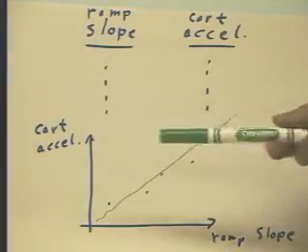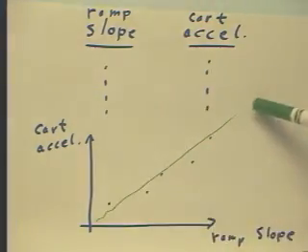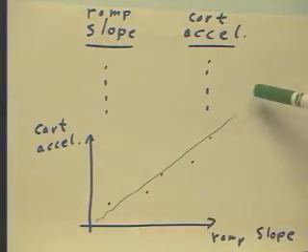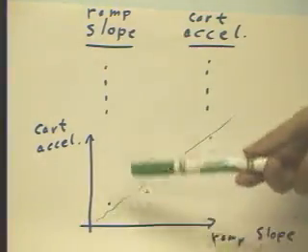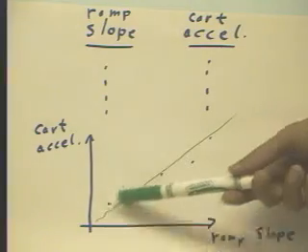Now, the cart acceleration is in centimeters per second squared. The ramp slope is a unitless number. You're dividing rise by run, the rise of the ramp and the run of the ramp. And those are both measured in centimeters, and when you divide centimeters by centimeters, you get a unitless quantity. So we see that there's going to be a slope to the graph. It's going to have units of cart acceleration divided by units of ramp slope, but ramp slope has no units, so we're just going to end up with the same units as cart acceleration.